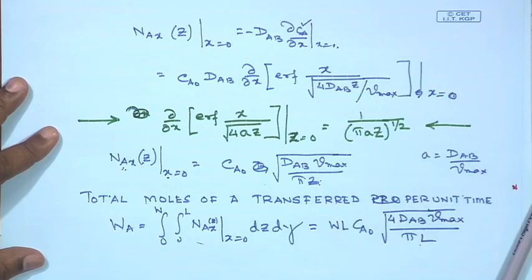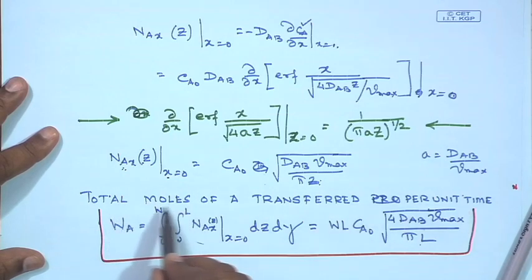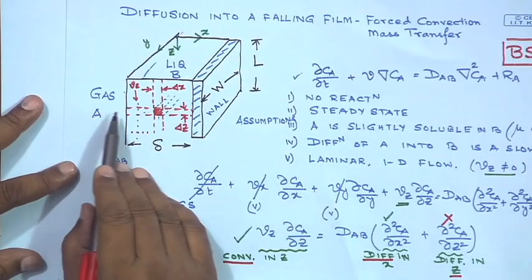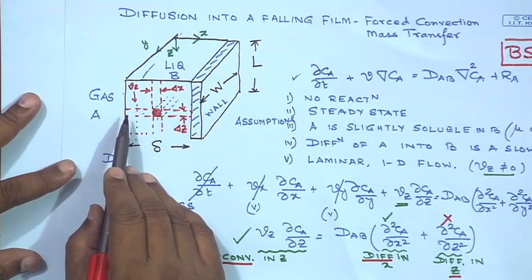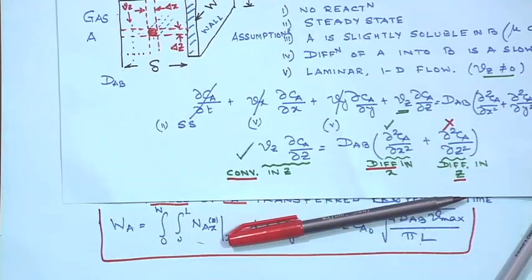So this is then the number of moles of A which gets transferred from the gas to a falling film of liquid, but with some assumptions. So what are the assumptions? Let us recapitulate once again. The assumptions that we have used are: it is one dimensional laminar flow, the contact time is small.